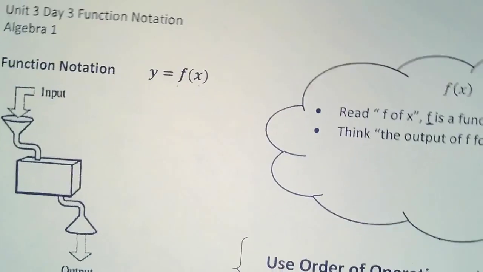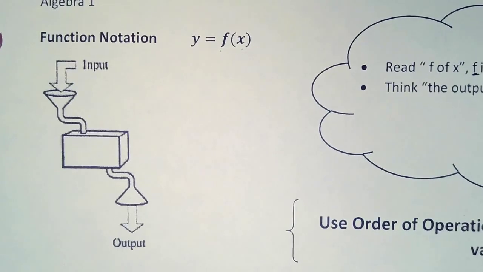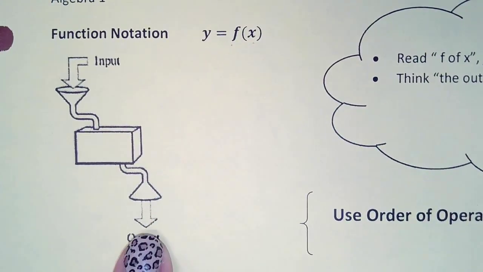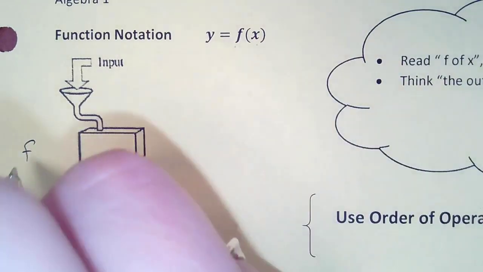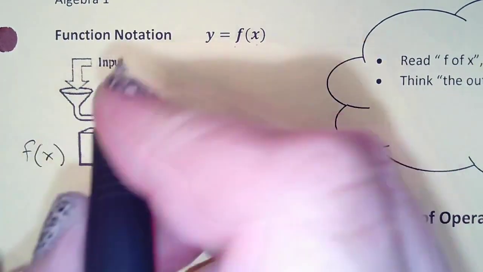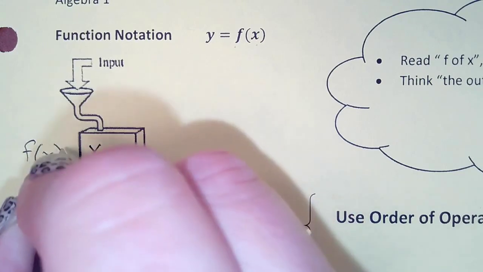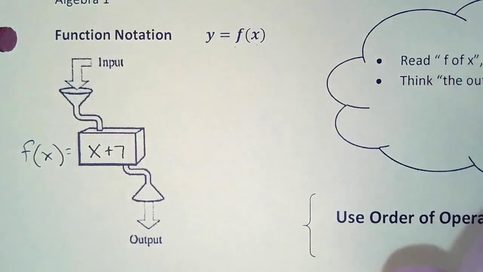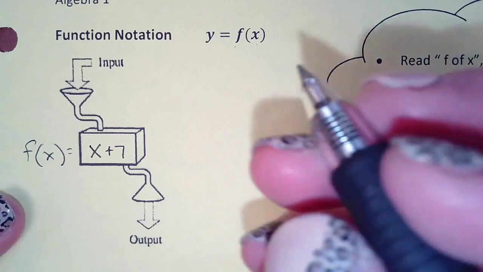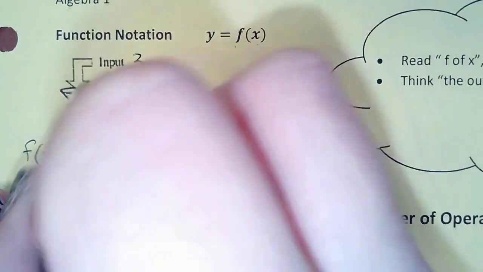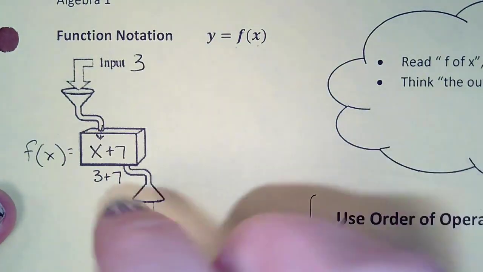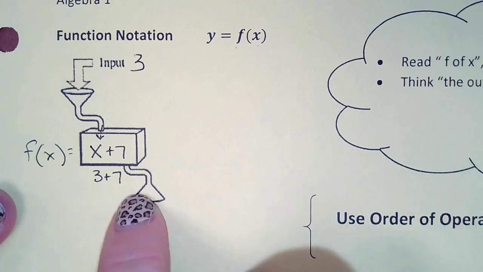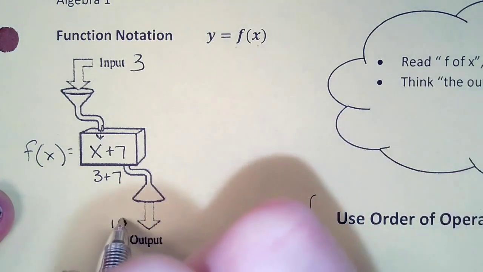So let's look at our function machine here. If I called this function f, and we'll say it's f of x, I'll say it equals x plus 7. If I asked you what happens when you put in 3 for x, we would get 3 plus 7. When you do 3 plus 7, your output should then be 10.